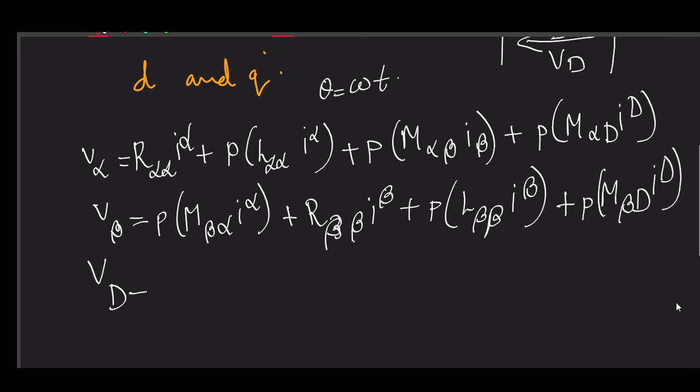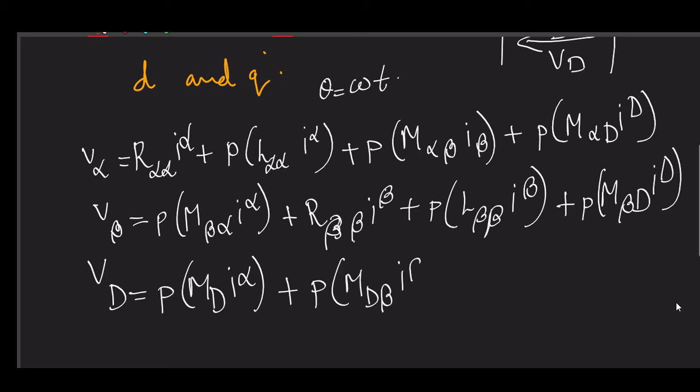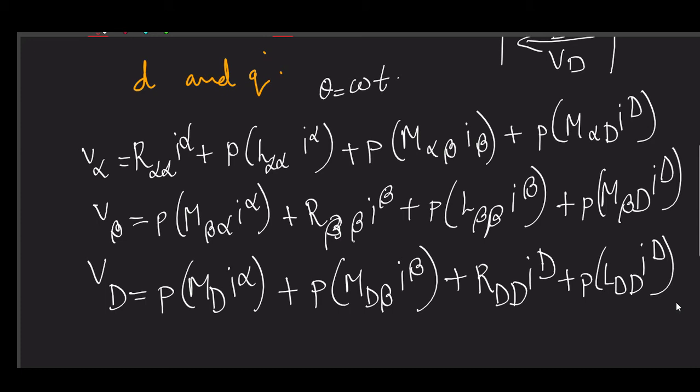And V capital D is equal to P M D alpha I alpha plus P M D beta I beta plus R D D I D plus P L D D I D.